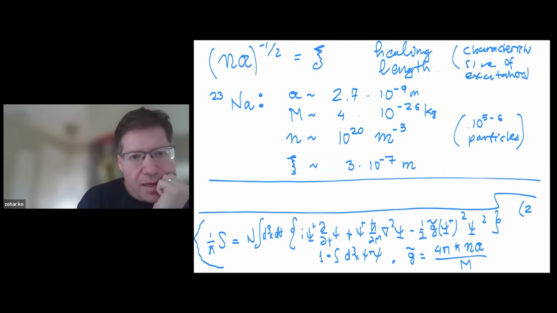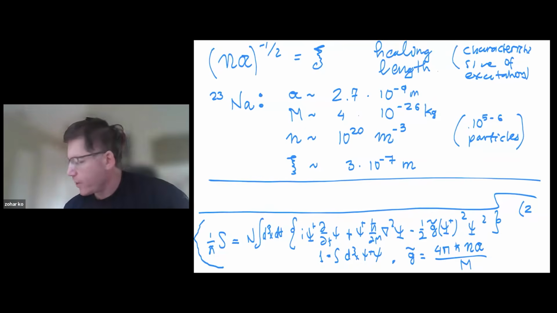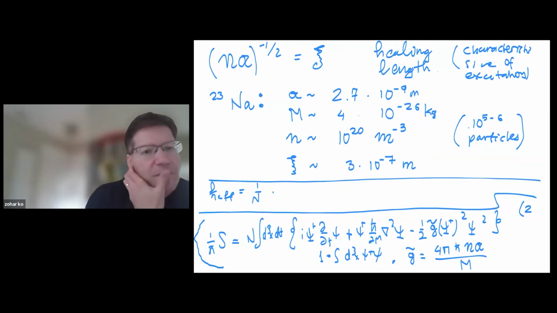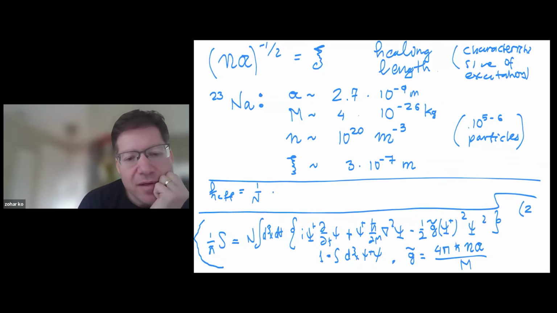And remember that when we put the thing into the path integral, we put 1 by h bar in front of the action. So therefore, we can immediately read out h bar effective. In this theory, it's 1 by N. So when we had many particles in the bucket, essentially h bar has been reduced to a tiny, tiny number. Is that clear?